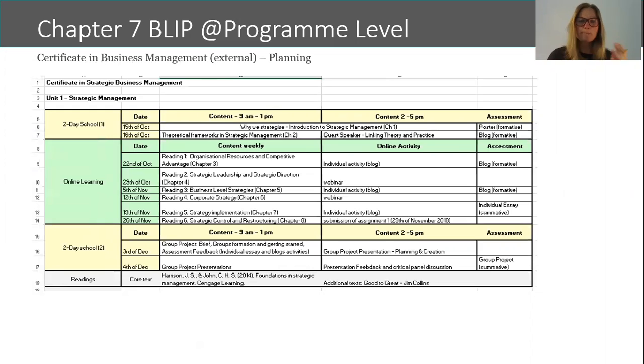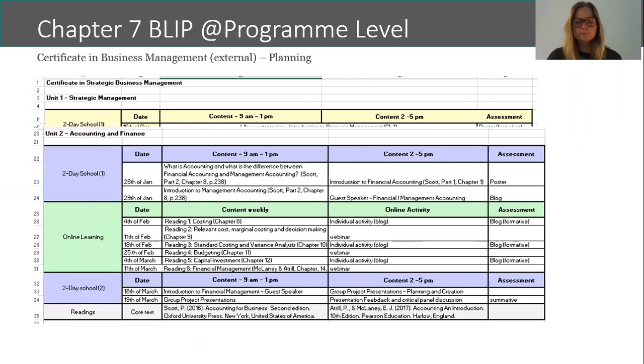In this case, they wanted a more sequential approach, and that's absolutely fine. There is no better or worse. It really depends on how you want to facilitate the learning and who is going to be on that cohort. So there were 3 units for this certificate in strategic business management. The certificate in business management was split into 2 certificates, one in strategic business management and one in operational business management. So the example here is for the first one.